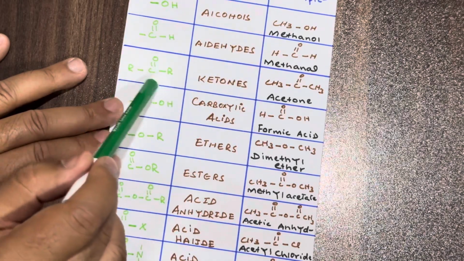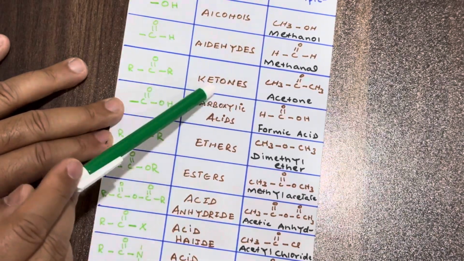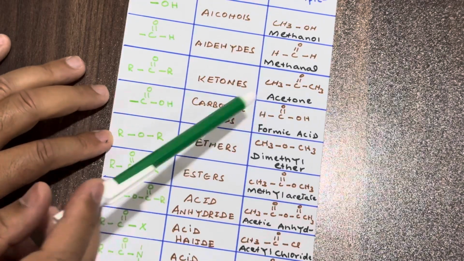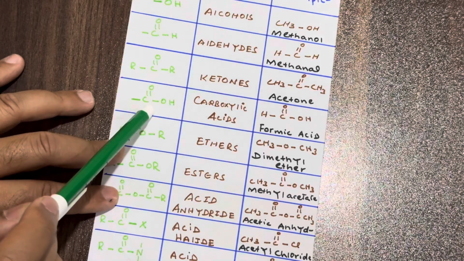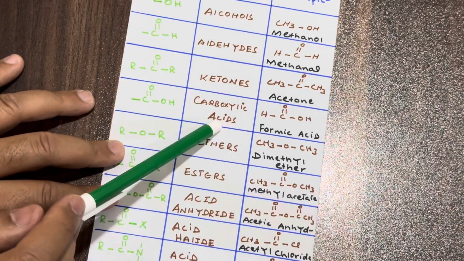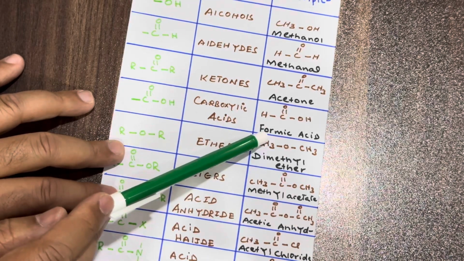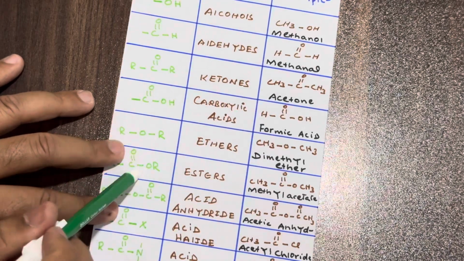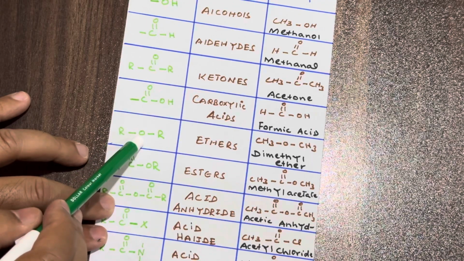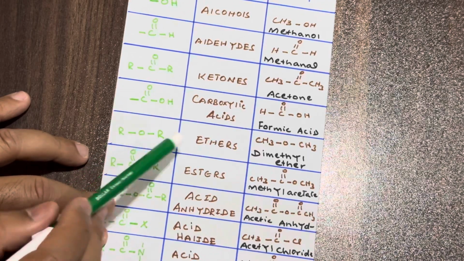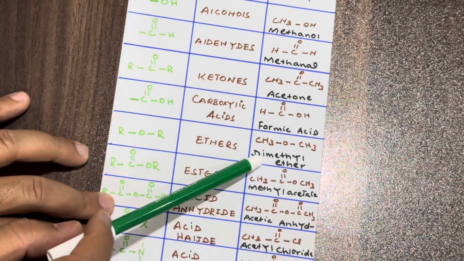Similarly, this one is the keto functional group, and the class which contains this functional group is called the ketones, and the simplest member is acetone. This one is the carboxyl group, and the class which contains the carboxyl group is called the carboxylic acids because they show acidic properties, and the simplest member of the carboxylic acids is formic acid. In the same way, if two alkyl groups or aryl groups are bonded to an oxygen atom, then this is the ether linkage, and the class is called ethers, and the simplest member of the ethers is dimethyl ether.